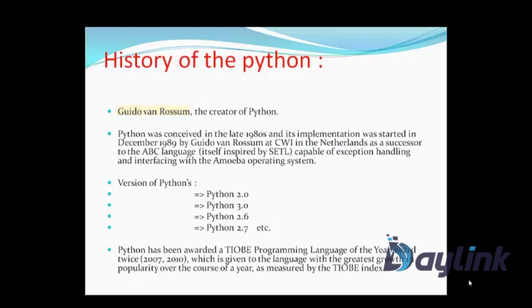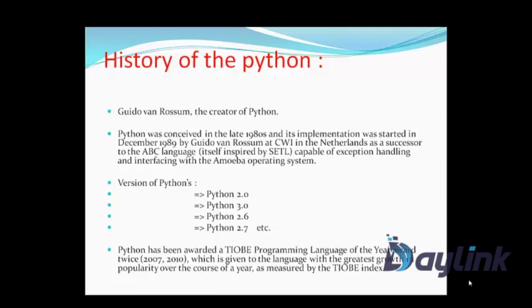Python was conceived in the late 1980s and its implementation was started in December 1989 by Guido van Rossum at CWI in the Netherlands, as a successor to the ABC language, itself inspired by SETL, capable of exception handling and interfacing with the Amoeba operating system. There are different versions of the Python language, like Python 2.0, Python 3.0, Python 2.6, Python 2.7 and many more.